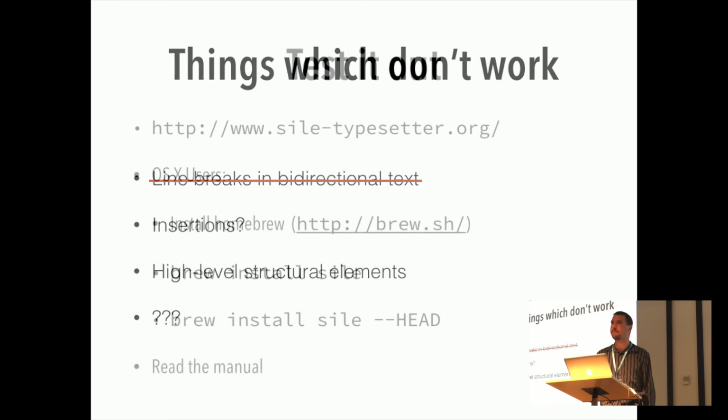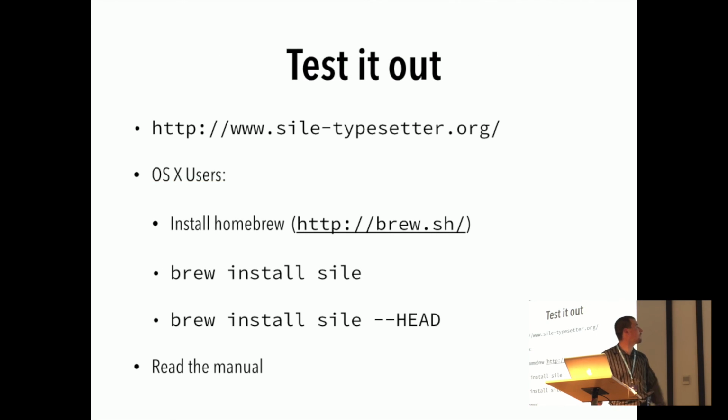So how can you do that? How can you test it out? The homepage there, siletypesetting.org. I suspect that one or two of you use Macs. If you do, install Homebrew. And then if you do that, you can do brew install SILE, and it's right there.